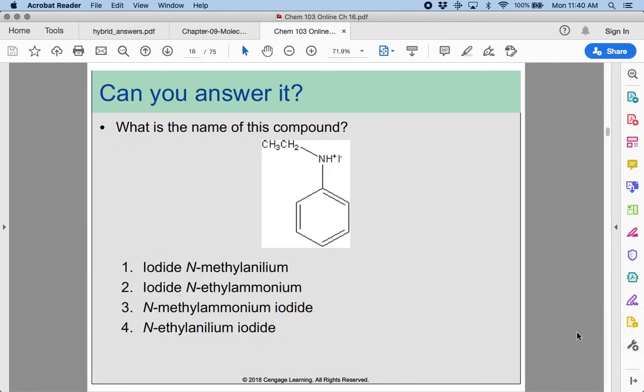Go ahead and name this compound. So again, we have a salt now, so we're going to have our iodide and our N-ethylanilinium iodide.